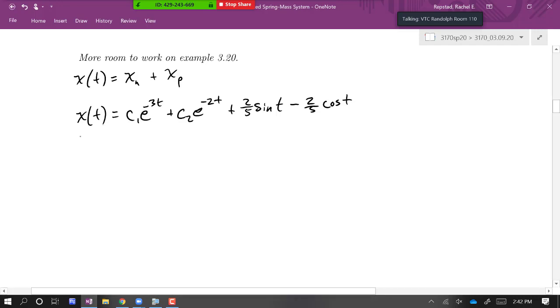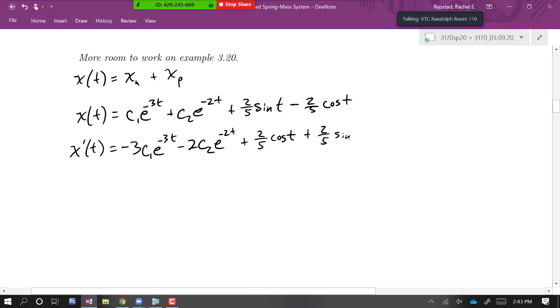Let's take the derivative. Find x prime of t. Yeah, we're going to find x prime because we have our x of t, but we need x prime to use that initial condition. And this derivative isn't too bad. There's no product rule to worry about, just some individual terms. So we have minus 3 C1 e to the minus 3t minus 2 C2 e to the minus 2t plus 2/5 cosine t plus 2/5 sine t.